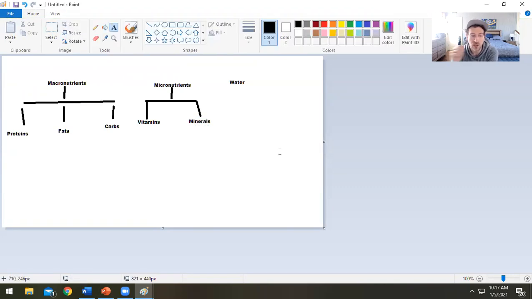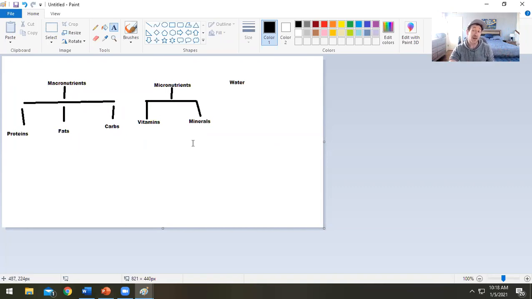Okay, so those are our main categories, right? We've got proteins, fats, carbs. Those are your macronutrients. They're called macro because macro means big. So you need to eat full grams of all of these every single day. You need lots of protein, you need lots of fat, you need lots of carbs, right?